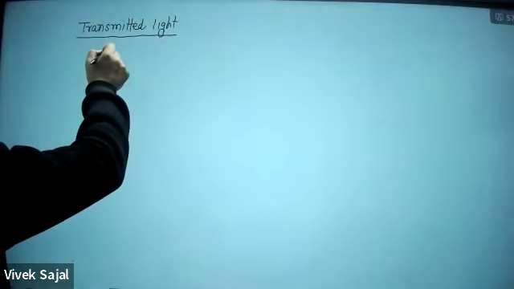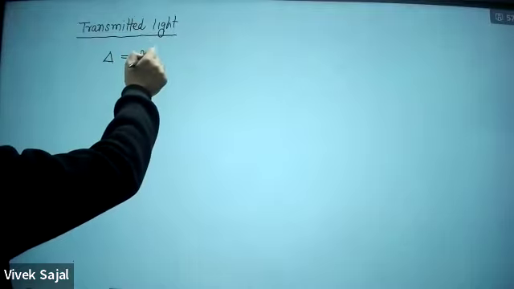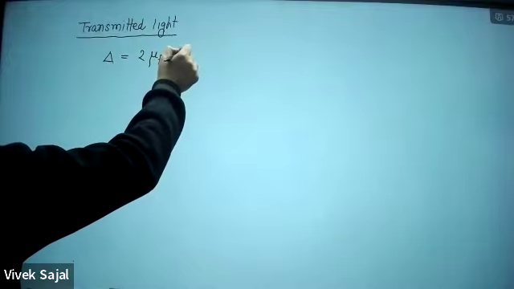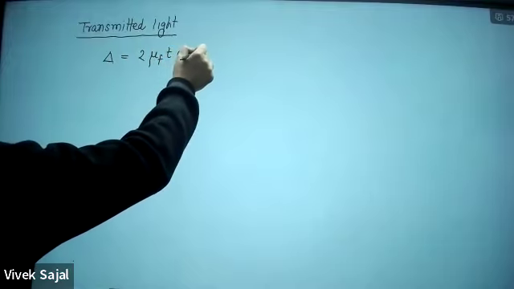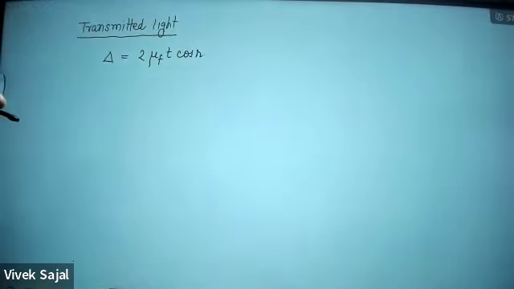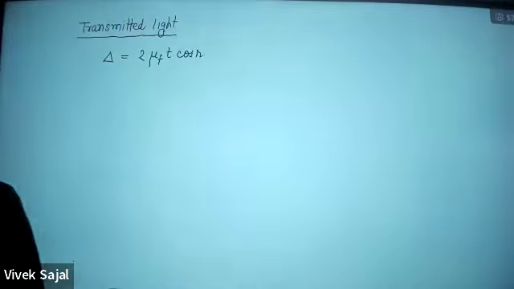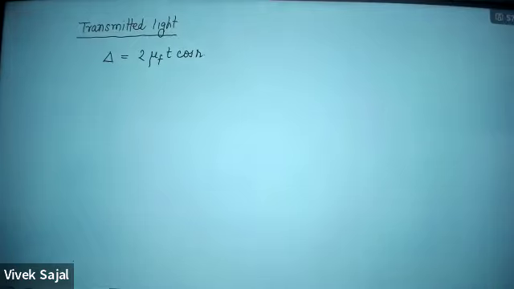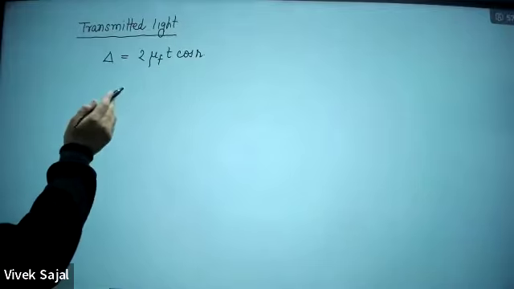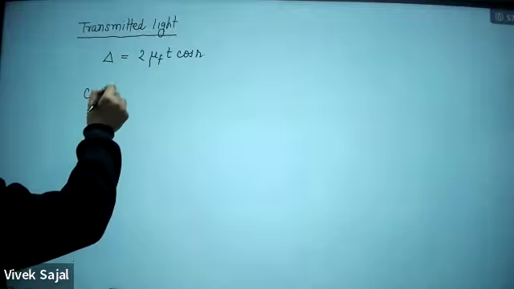So the path difference delta in the transmitted light will be 2 mu t cos r. For the transmitted light, this will be the path difference. So remember this: 2 mu t cos r. This will be the path difference. So now in the transmitted light, what will be the condition of constructive interference?